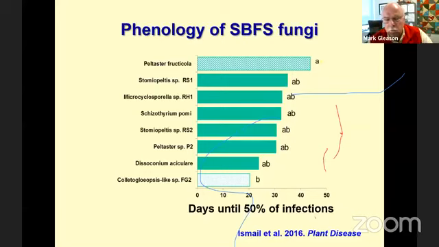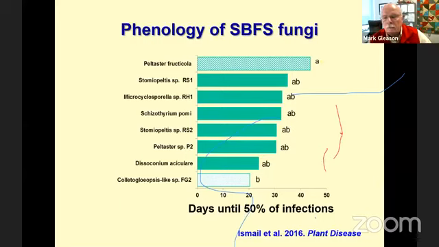What this graph shows is that there are differences among species of sooty blotch and flyspeck as to when those spores land on the fruit. You'll notice the x-axis is a variable that we came up with called days until 50% of infections had occurred. If you look at that top bar, the species name is Peltaster fructicola, and compare it to the bottom bar, which is Colletogloeopsis FG2, you'll notice that those bars are significantly different from each other.